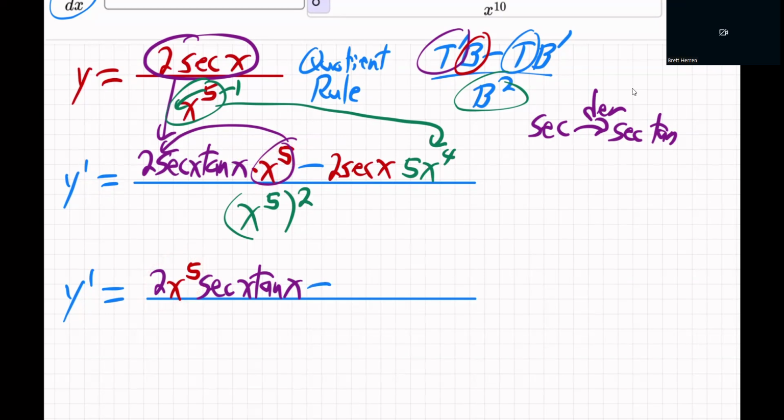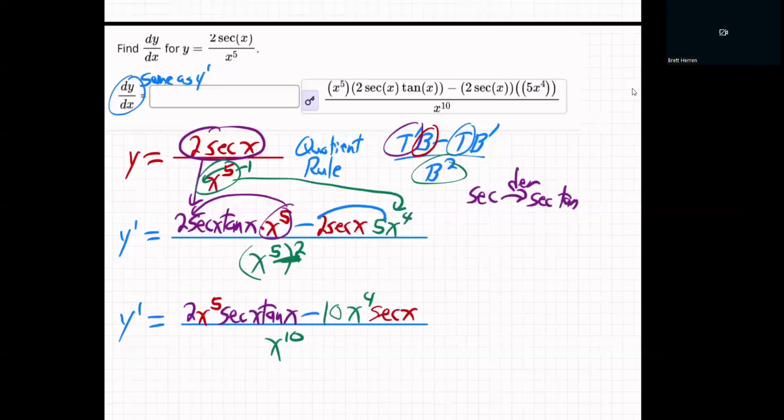Minus. And then same thing here. I'm going to get the 2 and the 5 multiply to be 10 x to the fourth. I'll put that all in the front. We like the trig functions at the back. That way we know that whatever's plugged into them is just in them and not separate. And the bottom is x to the 10th because the 5 and the 2 multiply. And so there we go.